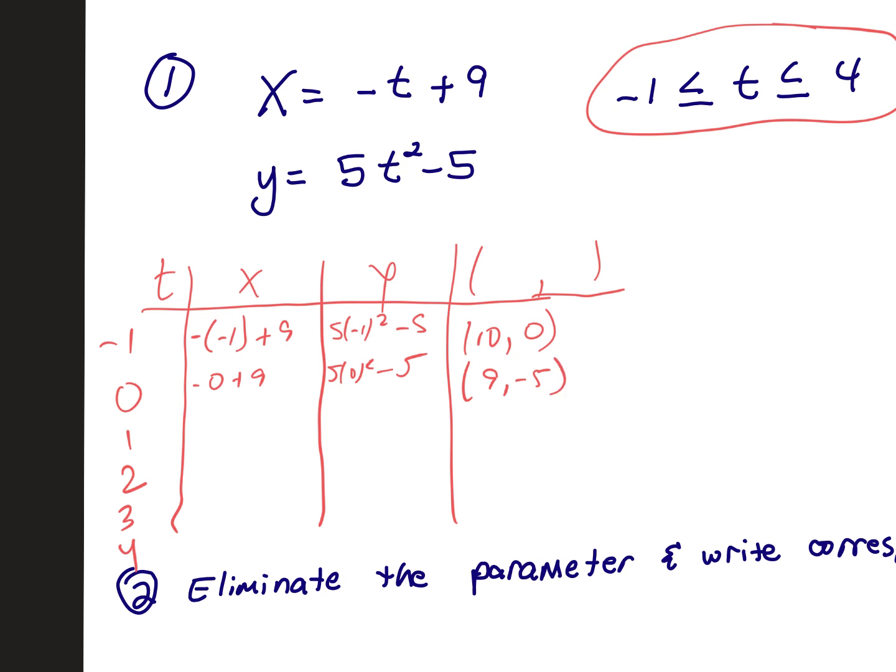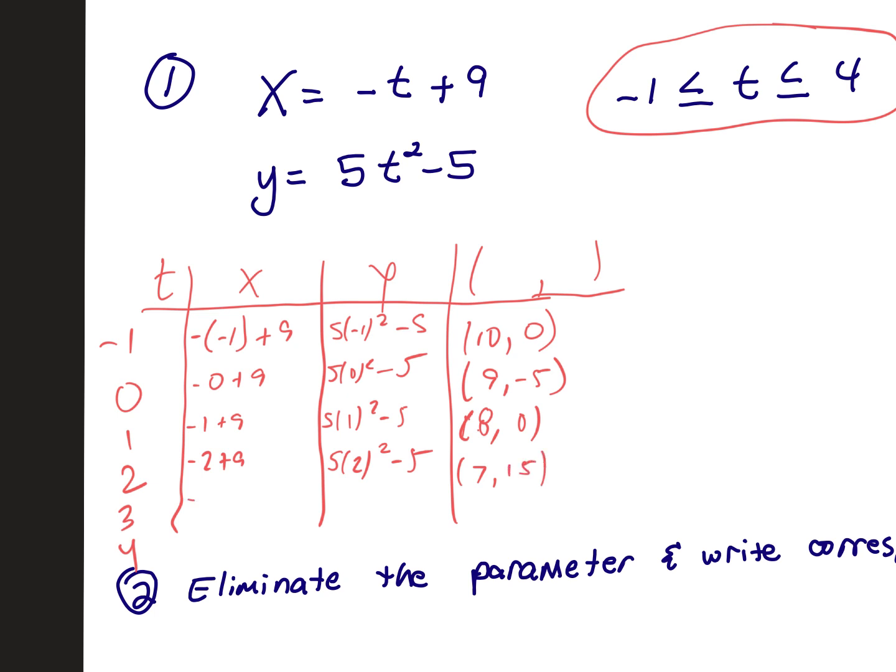Good. All right, so plug in 1. -1 plus 9 is what kind of 8? Positive, good. And then I have 5 times 1 squared minus 5 gives me 0. Thank you. So now plug in 2. -2 plus 9 gives me 7, right? 5 times 2 squared minus 5. Well, 2 squared is, what is it? 4. 4 times 5 is 20. 20 minus 5 is 15.